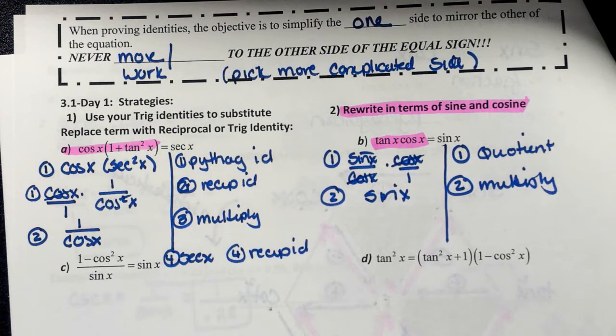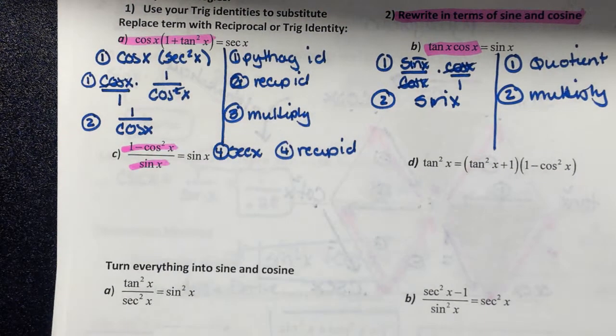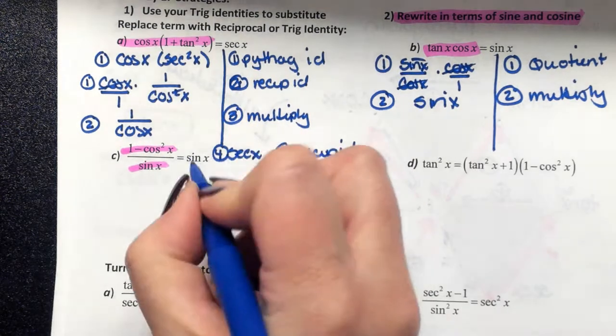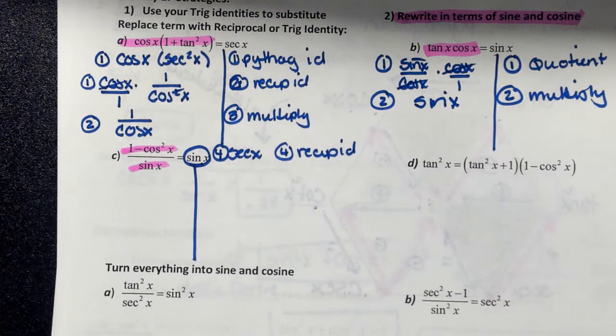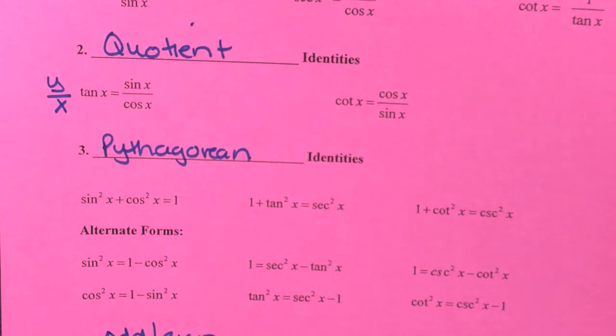Let's take a look at C. What side's the more complicated side? Left. So that's the side I'm going to work on. Remember what your end goal is. Always keep your end in mind. Again, look at the numerator. I have a 1 and a cosine squared. So where do you think on your pink sheet we're going to be looking? Pythagorean. Looking at your hexagon, what is 1 minus cosine squared equal to? Sine squared.